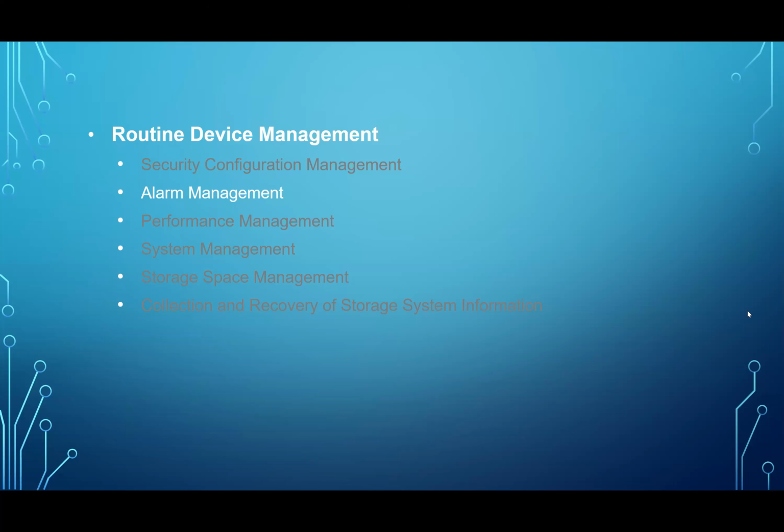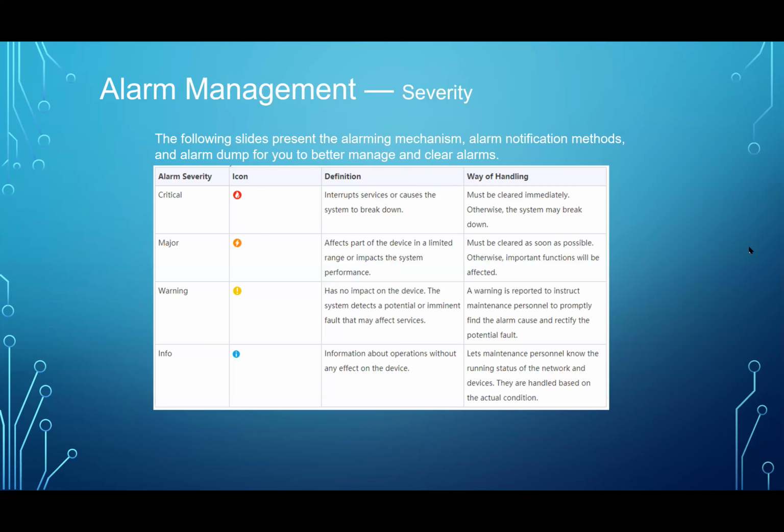Okay, then we'll just continue with the alarm management. The alarm management is mainly known by most of you, also from the V3. I would like to share with you first the categories in which we may put the alarms. First of all, we have the severity. There are 4 different severities of alarms in the Dorado V6: critical alarms, major alarms, warning, and information.